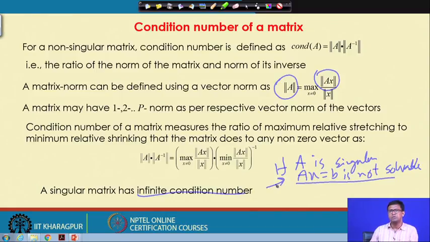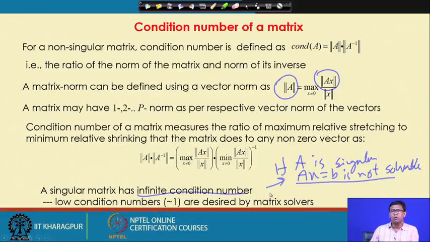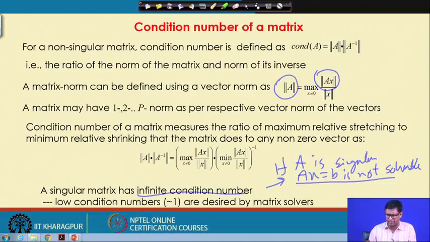A matrix which has a very high condition number will be difficult to solve using any matrix solver. Low condition numbers, or condition numbers close to 1, are what matrix solvers are designed for. If the condition number is high, we call it an ill-conditioned matrix, and we can quickly show it later also. As a matter of fact, any matrix solver will probably not work well with high condition number matrices.